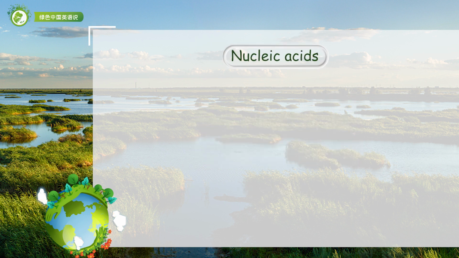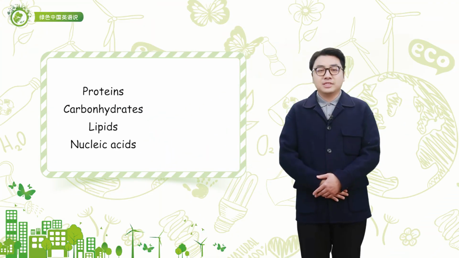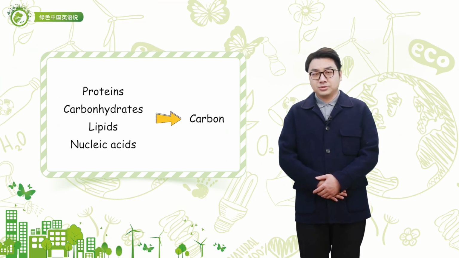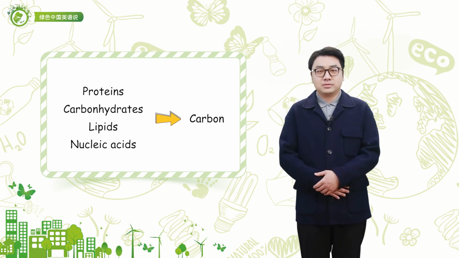And then we think of the fourth category of molecules, nucleic acids. The picture here shows you a double helix DNA molecule. So you can see the presence of carbon in the above 4 organic molecules. That's why the knowledge of the carbon cycle is really important. Now, let's go ahead and go through the stages.